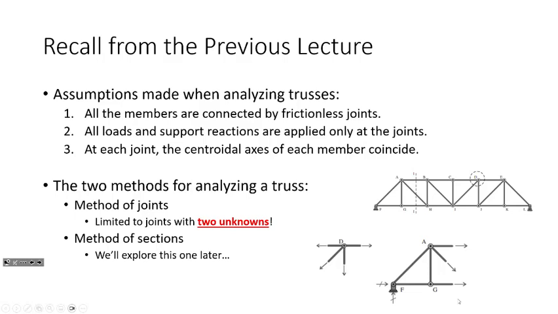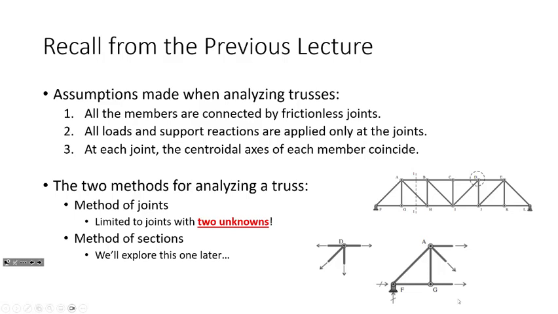in our last couple of lectures, what we've been doing is we've been looking at plane trusses, and I always like to go back and make sure that we're all aware of our assumptions when we're analyzing trusses, and that is that all the members are connected by frictionless joints, which basically means there's no unintended or unaccounted for forces besides the ones that we directly can see with our free body diagram. No need to account for friction or anything like that.